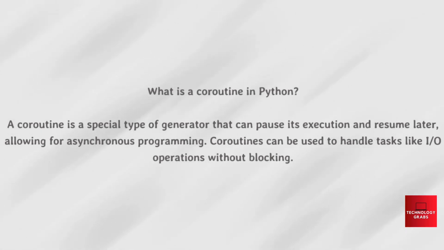What is a coroutine in Python? A coroutine is a special type of generator that can pause its execution and resume later, allowing for asynchronous programming. Coroutines can be used to handle tasks like I/O operations without blocking.